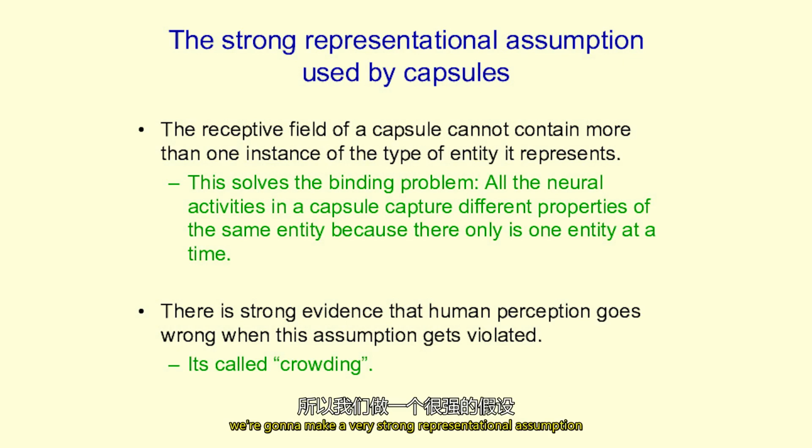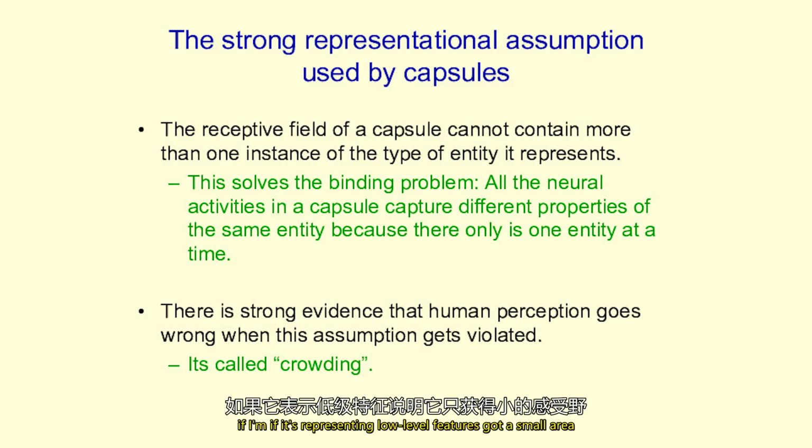And we're going to make a very strong representational assumption, which is that for each part of the visual field, you only have one capsule of each type.